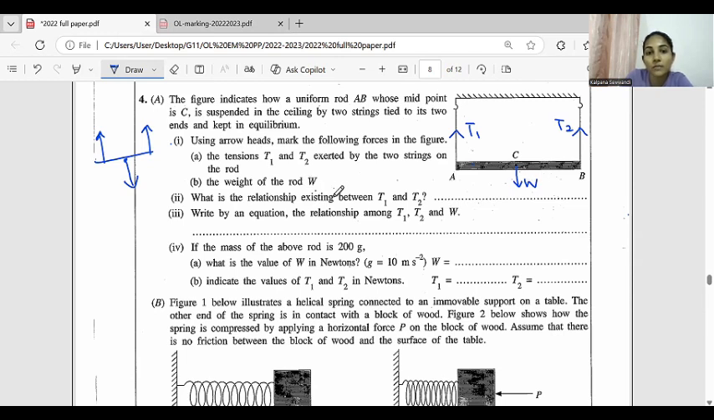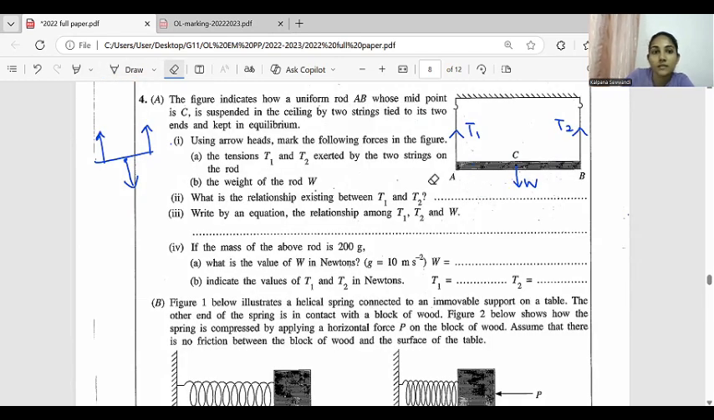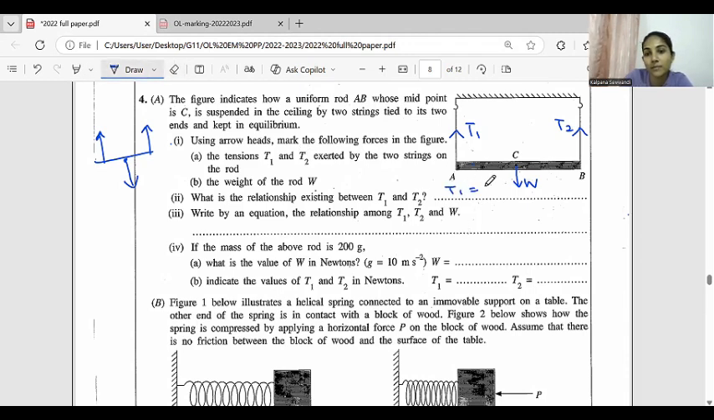What is the relationship existing between T1 and T2? T1 and T2, the summation of these two equal W. No, that should not be the answer. Then the T1 and T2 are equal. T1 equal T2. Write by an equation the relationship among T1, T2 and W. So that should be W equal T1 plus T2.